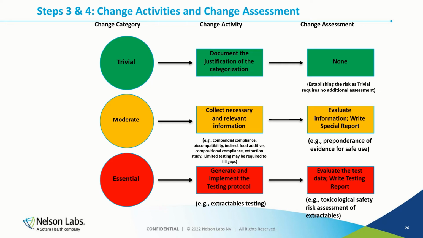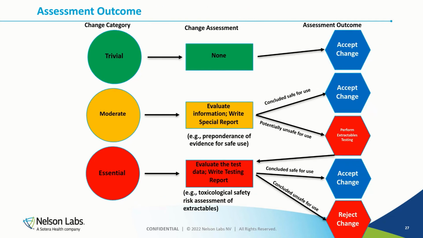They give you a lot of good data that suggests to you that even if a change in extractables profile occurs, the change is probably not going to impact patient safety. Maybe the preponderance of evidence. This is what I'm suggesting. Maybe, if you were in a court of law, the preponderance of evidence is sufficient that you don't have to do extractables testing, and all that you need to do is write this preponderance up in a special report. Okay? Change categorization, change activity, change assessment.